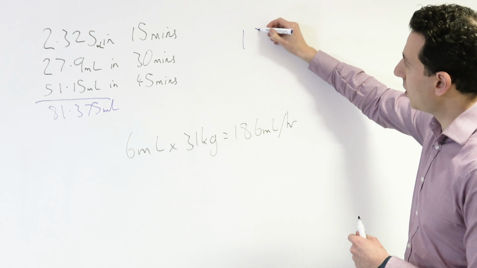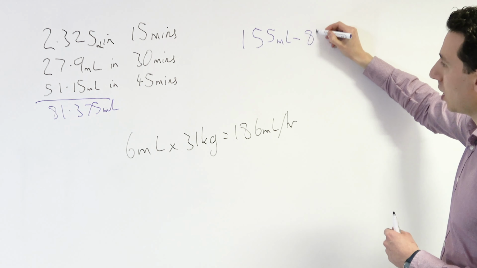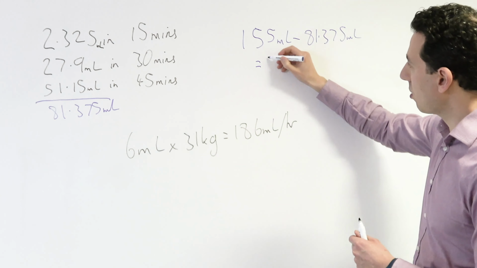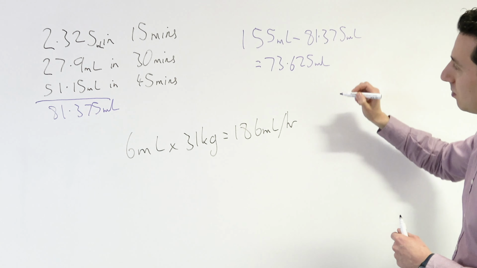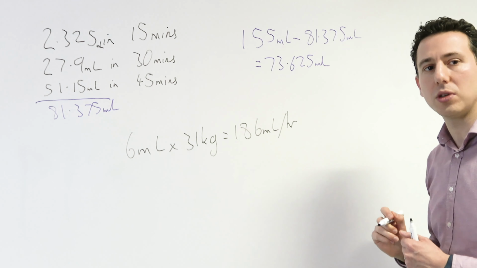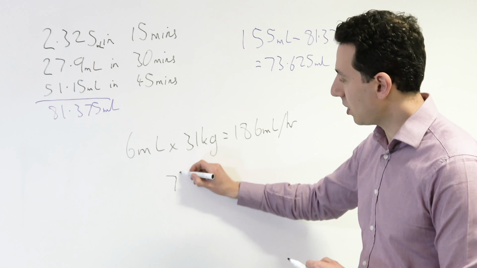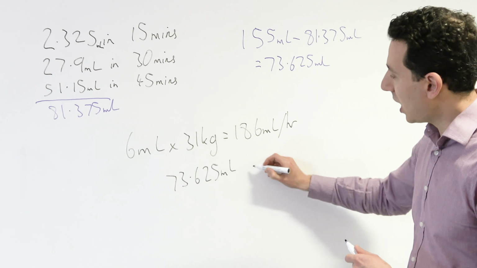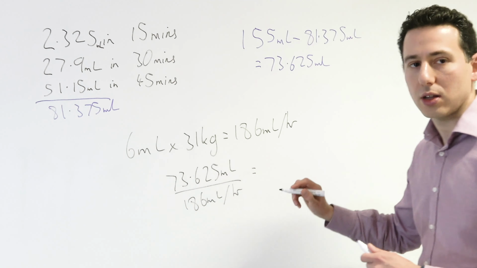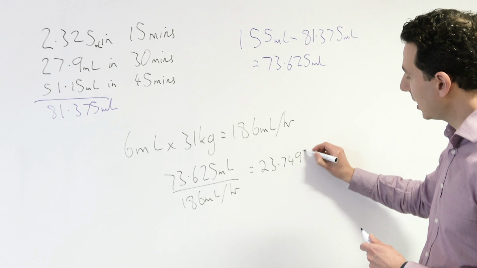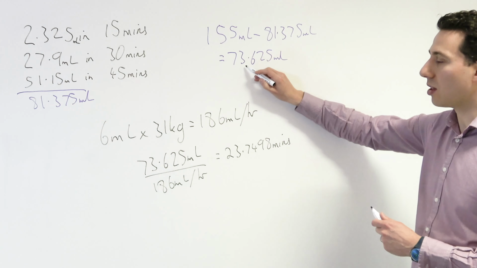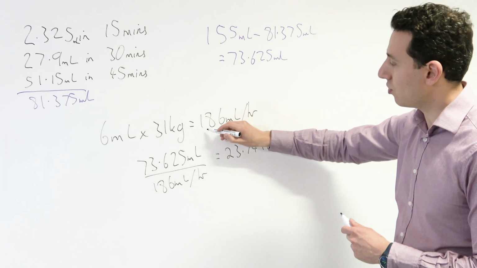So if I move over here, let's say we have 155 mil minus the 81.375 mil. That shows us we have a remaining volume still to give of 73.625 mil. And we're giving that 73.625 mil at the rate of 186 mils per hour. So how do we work out how long it would take to do that? Well, if we take our 73.625 mil and we divide that by the 186 mils per hour, that gives us a time of 23.7498 minutes. So that's 23.7498 minutes to infuse 73.625 mil at a rate of 186 mils per hour.